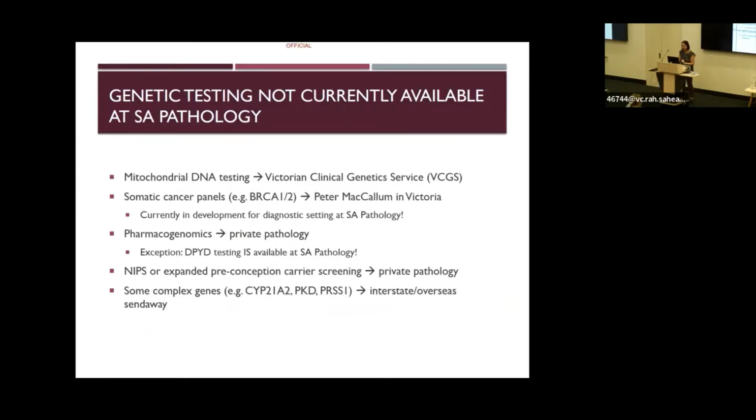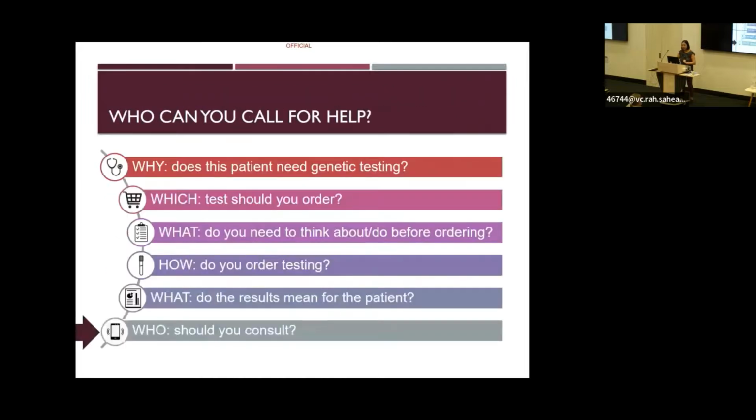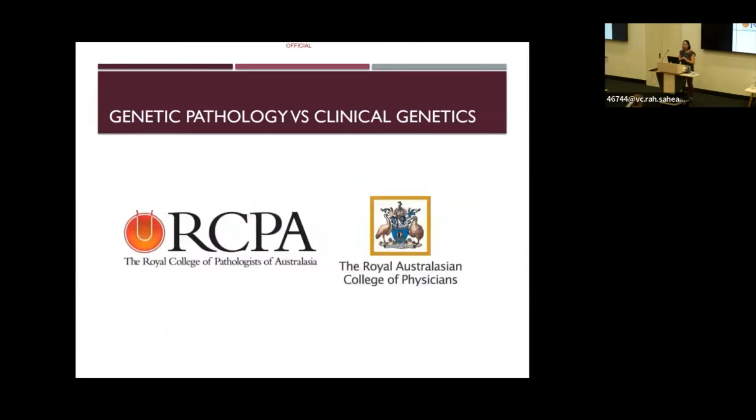who have got specialties. All right, so you've gone through this entire process, or anywhere along the way, you want to know who can you call for help. So I just want to point out with genetic pathology and clinical genetics, I'm a genetic pathology registrar, I'm through RCPA. I don't speak or talk to patients anymore, whereas clinical genetics, that's through RACP, they're through physician training. So if you want someone to speak to your patient, clinical genetics is the way to go.